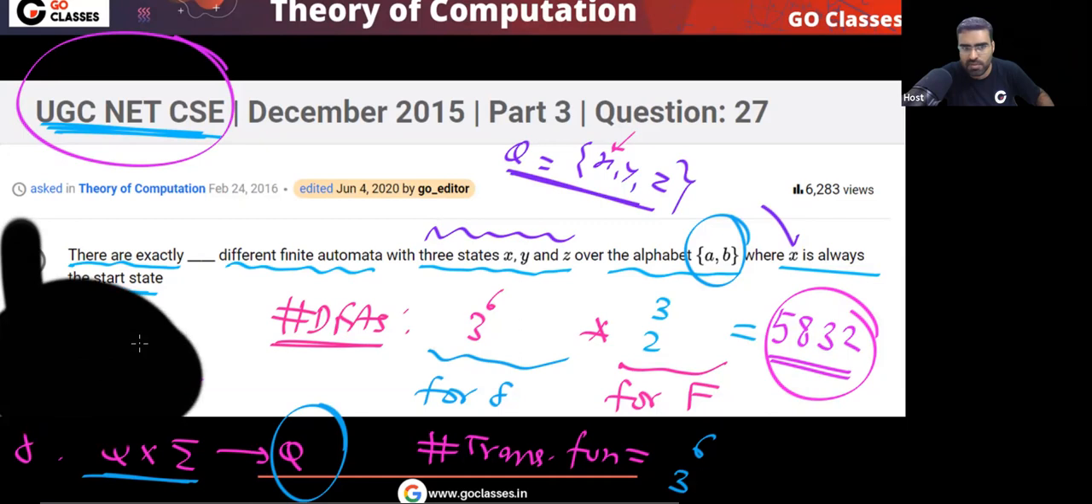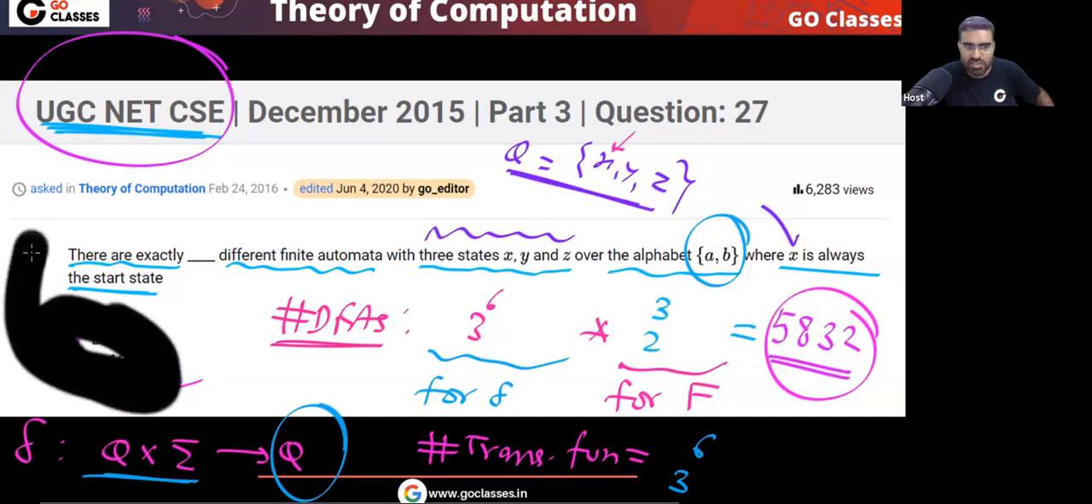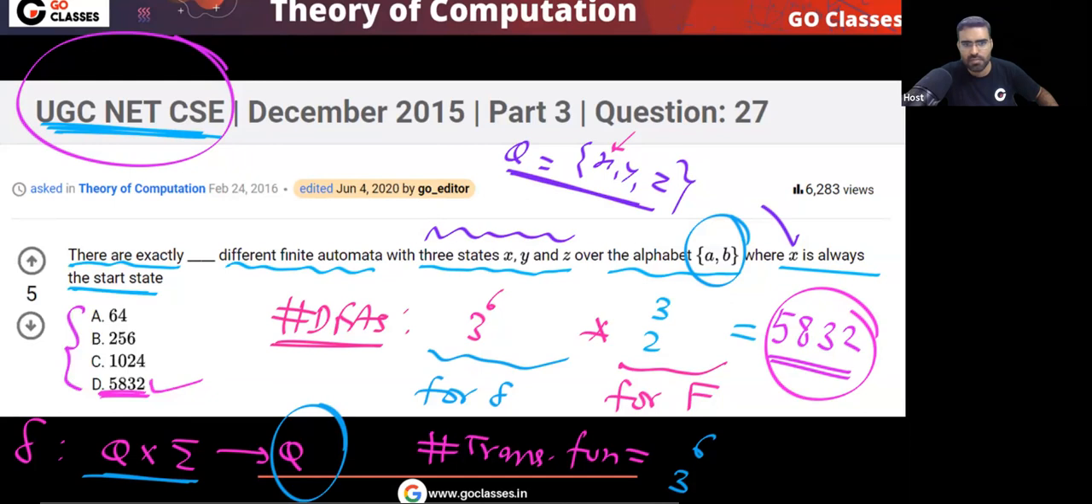Students will waste 1 day, 2 days, 3 days. And finally, after wasting a lot of time, every student will think that I am right and others are wrong. But actually, no one is right. If this is a NAT type question, then no one is right and no one is wrong, because this is a poor question. So please don't worry about these things.